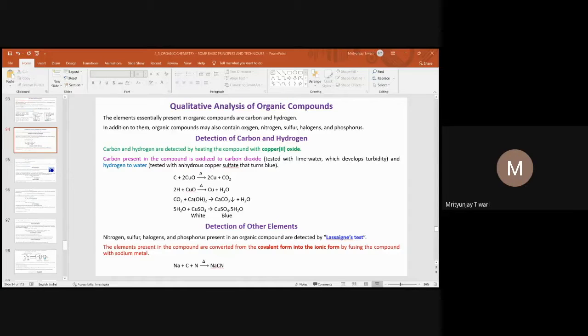And the water we detect using copper sulfate. Anhydrous copper sulfate, when it absorbs water, forms crystals, and the crystals appear blue in color.